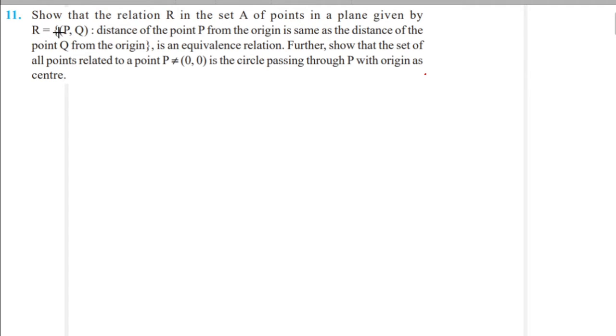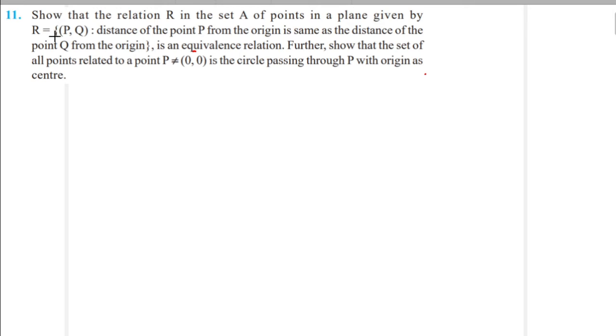Okay. So the 11th question: show that the relation R in the set A of points in a plane, given by R equal to the set of all (P, Q) such that the distance of the point P from the origin is the same as the distance of the point Q from the origin, is an equivalence relation. Then further show that the set of all points related to a point P, not equal to (0,0), that is, not equal to the origin, is the circle passing through P with the origin as a center. Okay, so here are two questions. One is to show that it is an equivalence relation, and the other is to show that the set of all points related to point P is the circle passing through P with the origin as a center.